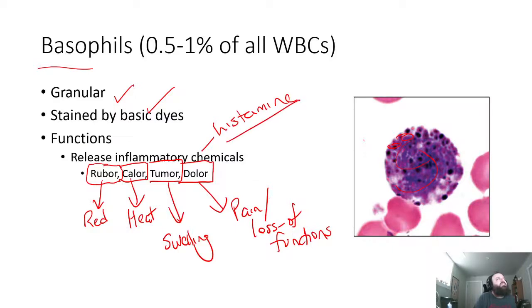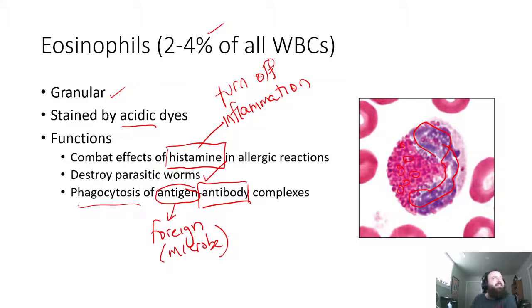And as you know, histamine is what's responsible for initiating that inflammatory process. And as I mentioned on the previous slide, eosinophils are involved in turning off or turning down that inflammatory process. Oftentimes, people with bad allergies are going to be compromised at the eosinophil level.